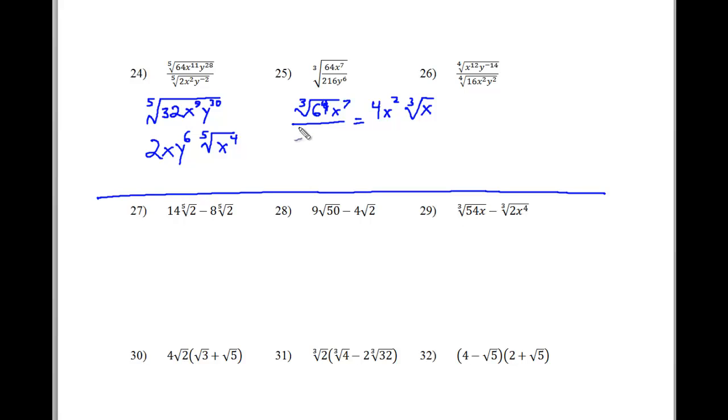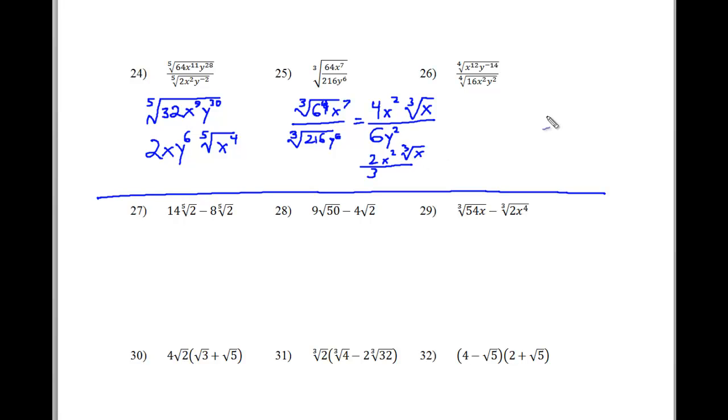Now let's look at the denominator. If we have the cube root of 216, that's going to be perfect because that's a 6. So here we have the cube root of 216, which is 6, and the cube root of y to the sixth, or how many times does 3 go into y to the sixth? It goes in there twice, so we're going to have y squared. Now, at the end of the problem, notice that 4/6 can be simplified, so this would be 2/3 x squared, and then the cube root of x.